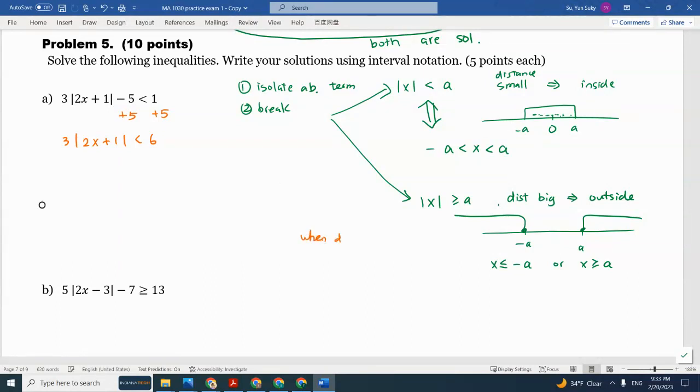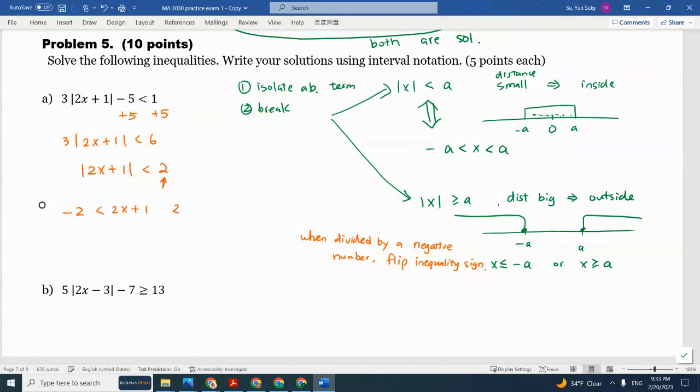But when you divide by a negative number, remember to flip the inequality sign. Divided by 3, it won't change the inequality sign. 6 over 3 is 2. So we have isolated it. Now we break it. See? Distance is smaller than 2, so it's small, right? Small is inside. This number is 2, so it's between negative 2 and 2.